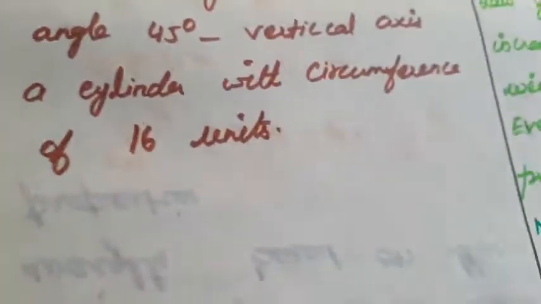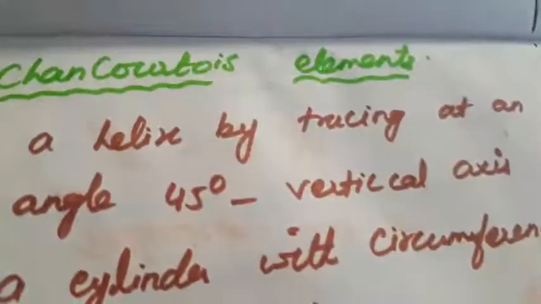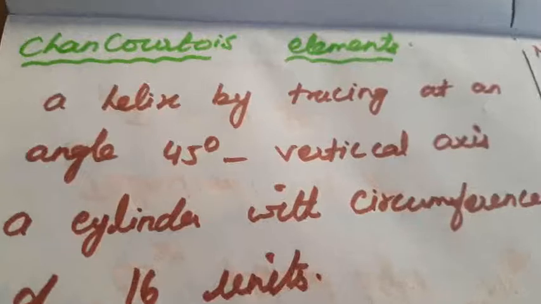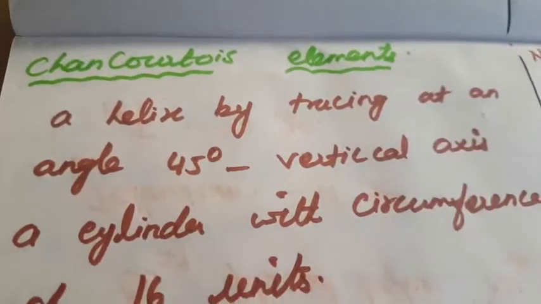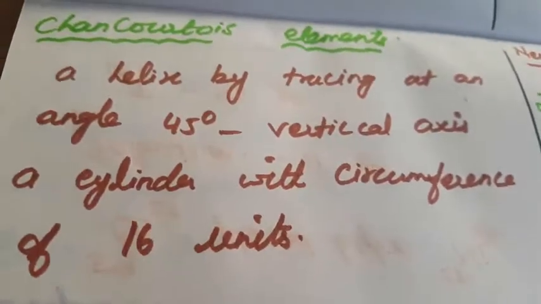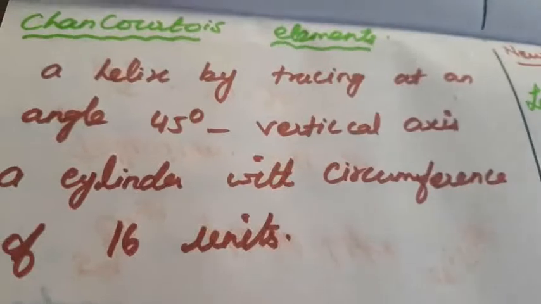Again another classification, the Chancourtois classification. What is meant by Chancourtois? It is arranging the elements in a helix, a helix traced at an angle of 45 degrees.